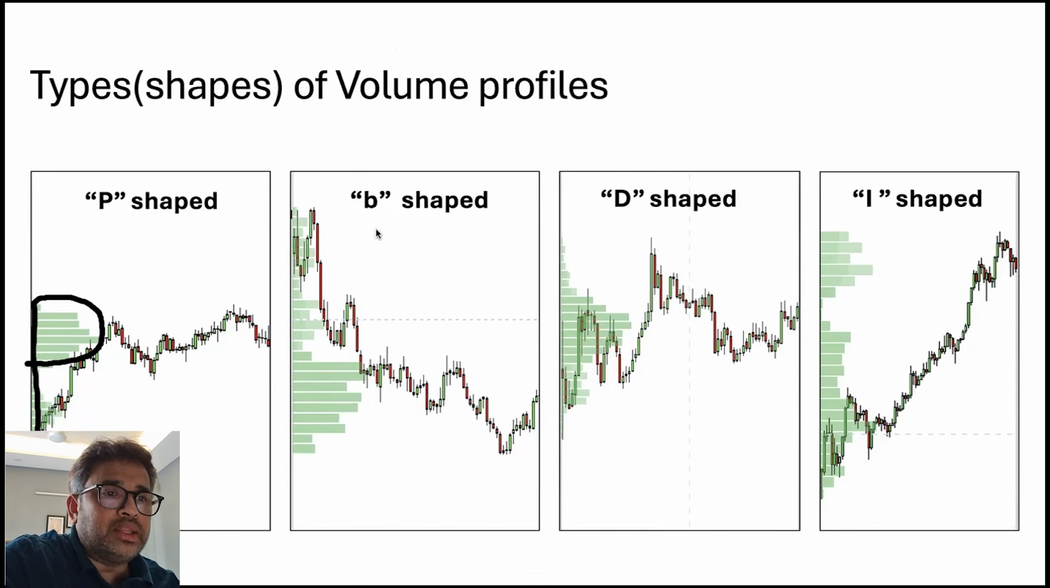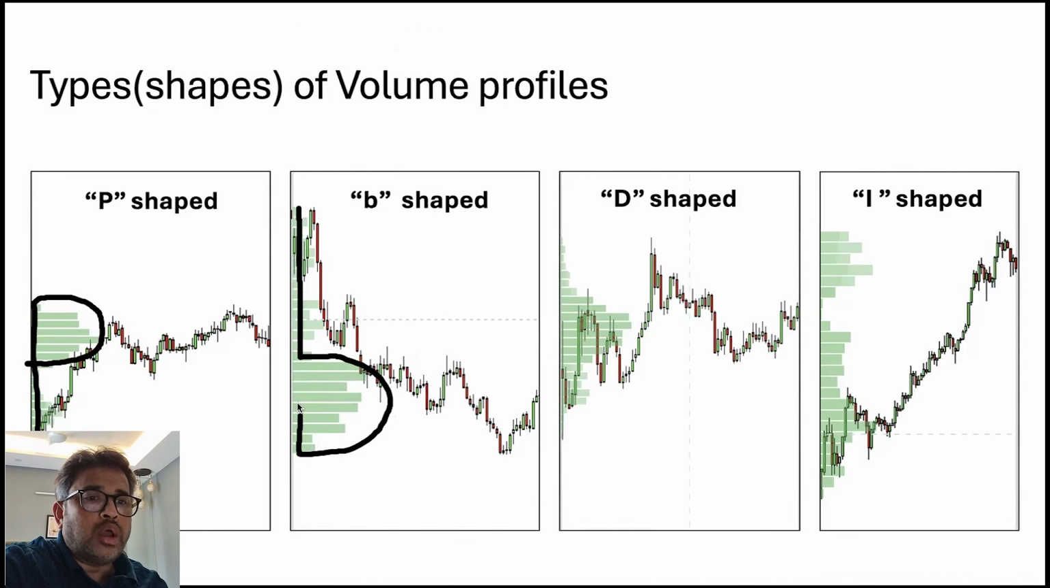Now next one we will look at the B-shaped. What is the B-shaped? This is the exact opposite of P-shaped. Here you can see that, like a small English letter B, most of the volume is on the downside, right? So this is called a B-shaped volume profile.